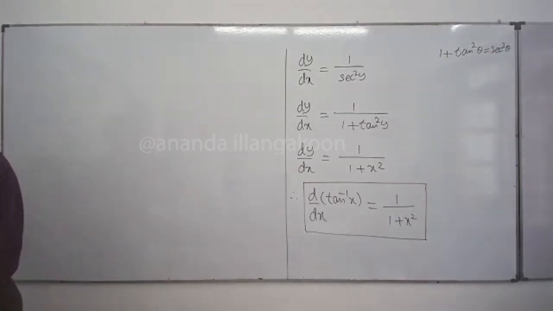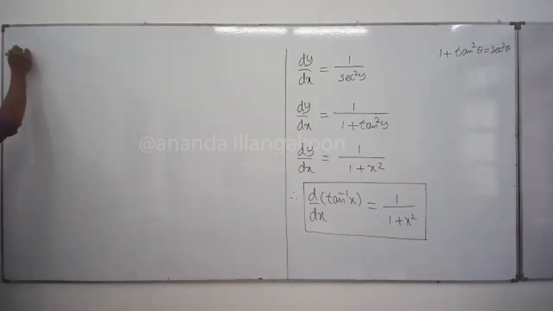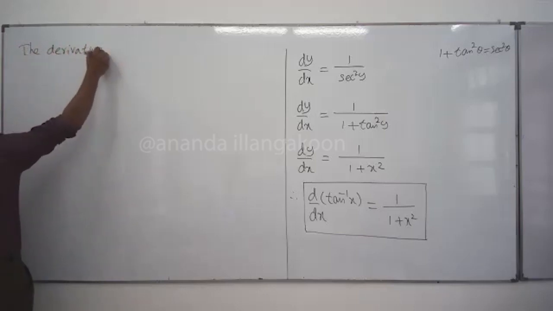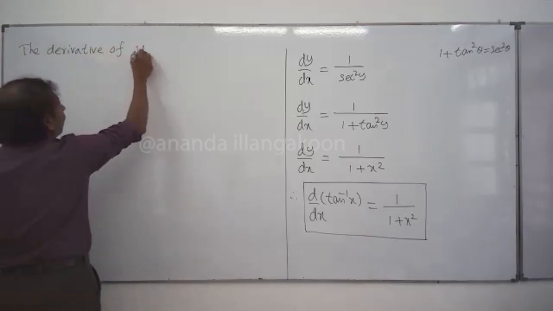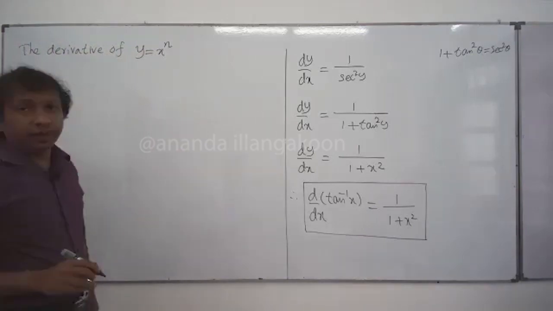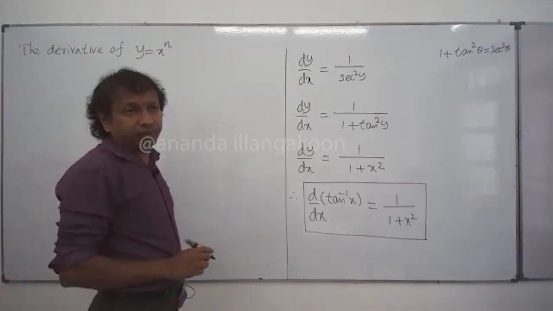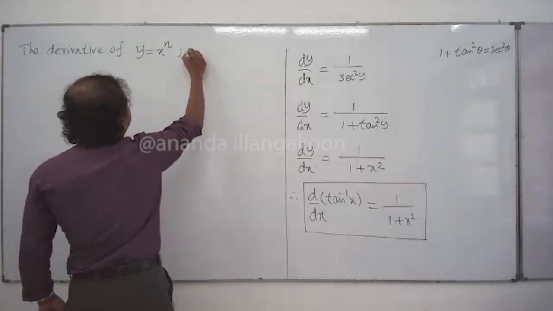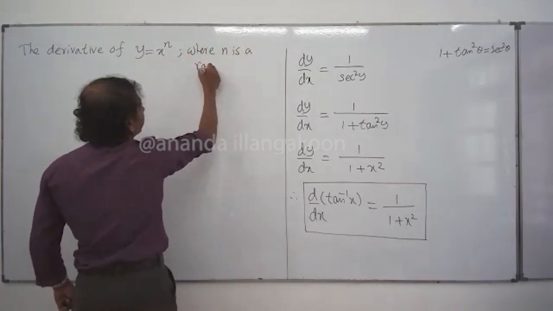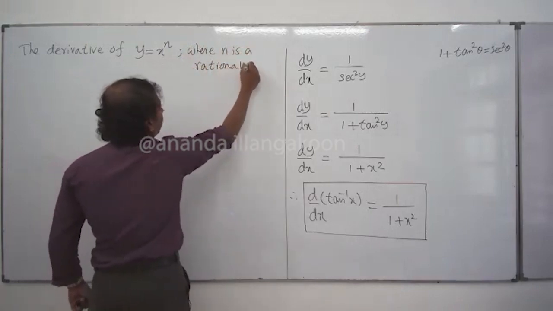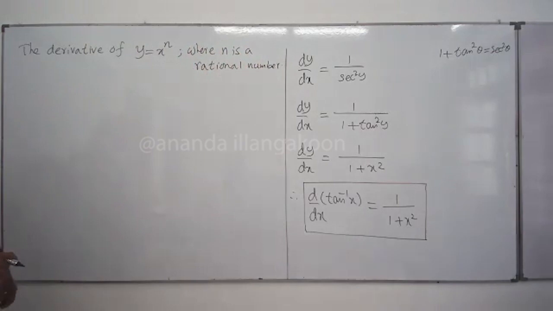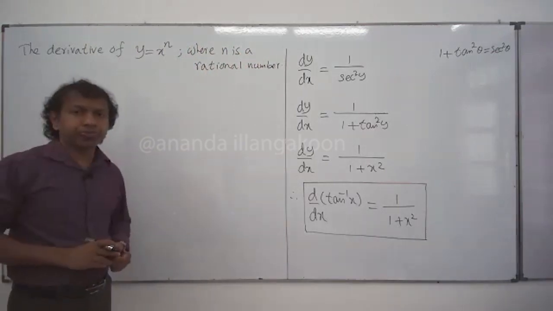Try the next one. The derivative of y equals x to the power n, where n is a rational number. People, what is meant by a rational number?